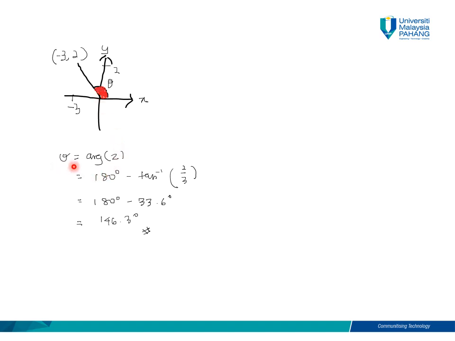So theta equal to, so arc z. So if you want to put both positive, you minus. Okay, 180 degrees minus arctangent 2 over 3. So you get 33.6 and your answer is 146.3 degrees. Same as the previous one. Okay, so don't worry, class, you can choose either one in your formulation.